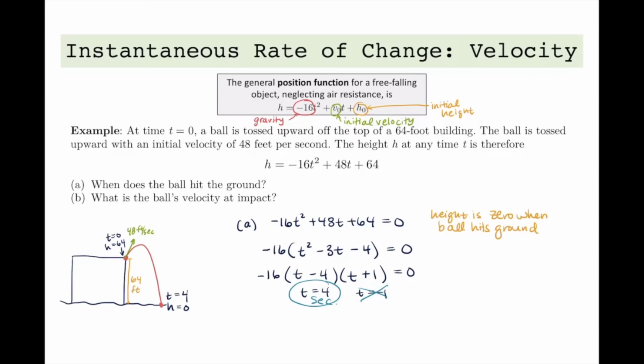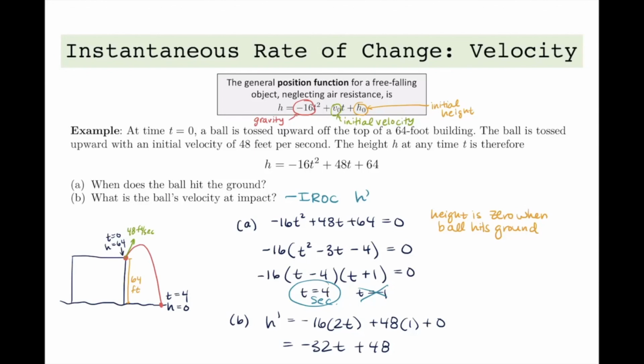In part B, we want to know what the velocity is at that point in time. This isn't the velocity over some range of time or over an interval, it's the velocity at one single point in time. This is an instantaneous rate of change, instantaneous velocity. So we want to find the derivative, and then we will plug in 4. Pause this video and take the derivative of the height function. You should get that h prime is equal to negative 32t plus 48.